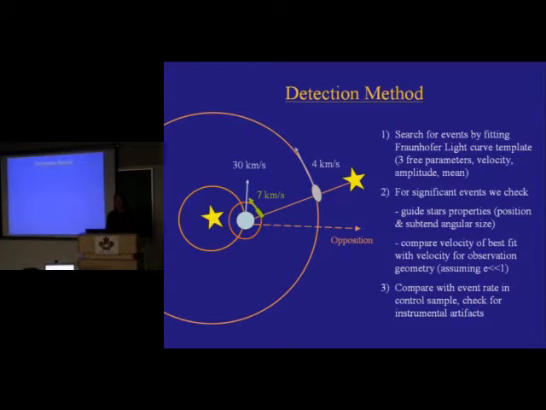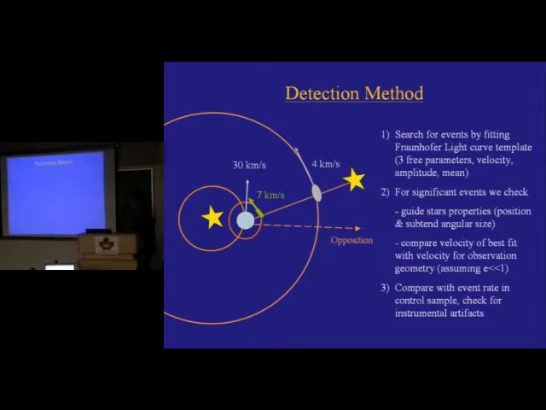Is there only one wavelength? Say again? There's only one wavelength? The wavelength is actually between 400 and 700 nanometers, but it's like one filter. So there are no multiple wavelengths. There's only one observation.